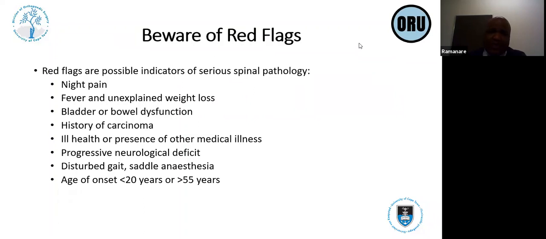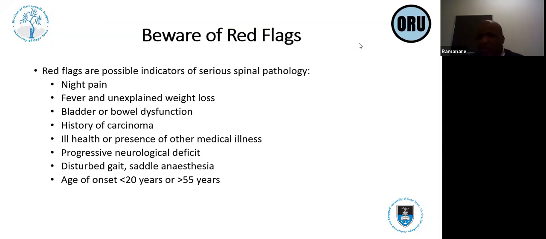Red flags, we always talk about this. You've been hearing this for a long time. Night pain is always a red flag. You're worried about tumor or cancer. Fever, unexplained weight loss, you're looking at things like TB. Bladder and bowel dysfunction, if you're looking at either cauda equina or conus medullaris syndrome, and if any of this is present, it's a red flag that you need to act immediately to sort it out.